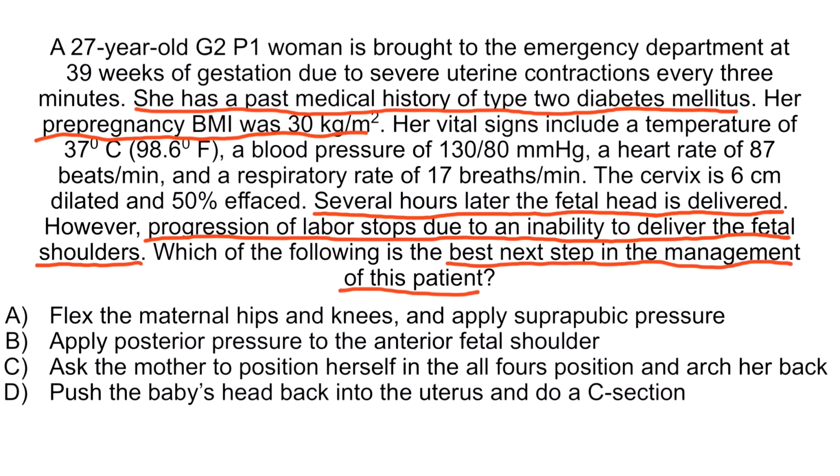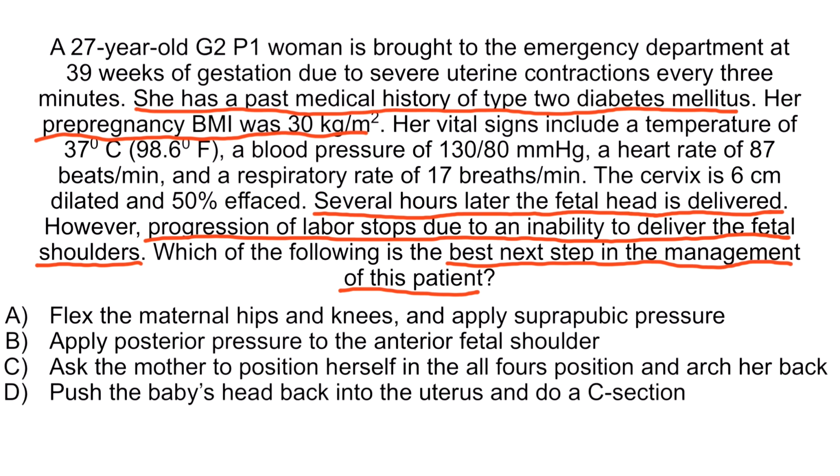A. Flex the maternal hips and knees and apply suprapubic pressure. B. Apply posterior pressure to the anterior fetal shoulder. C. Ask the mother to position herself in the all-fours position and arch her back. Or D. Push the baby's head back into the uterus and do a C-section.